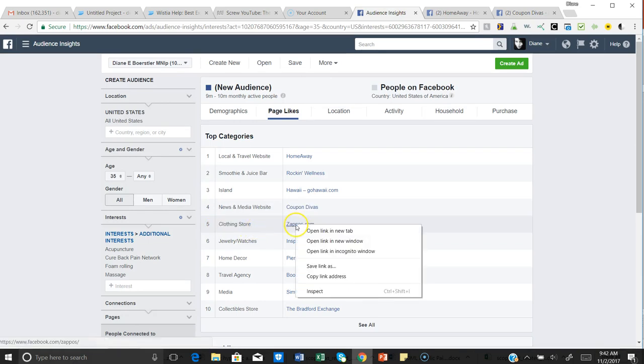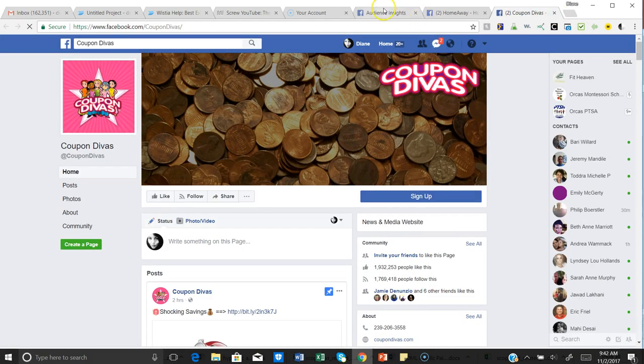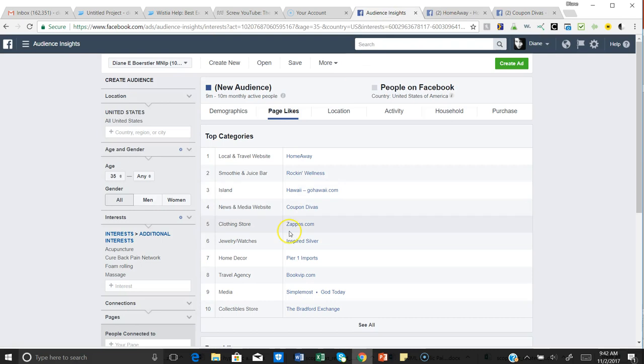Zappos. They like this because it focuses on quality. So you need to write down, my group likes quality. I'm not even going to go to Zappos. I'm sure everybody knows that for the most part, that's a really rapidly expanding shoe store.